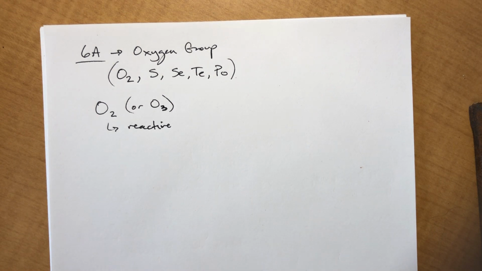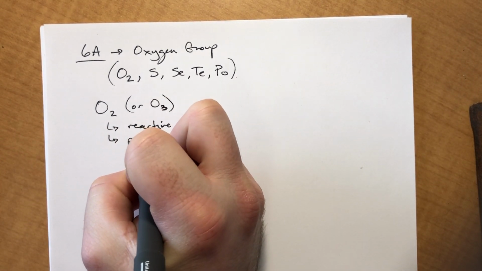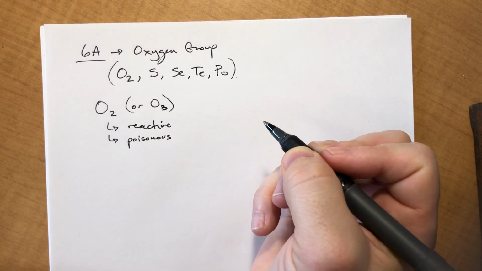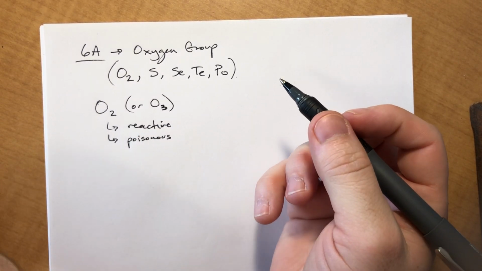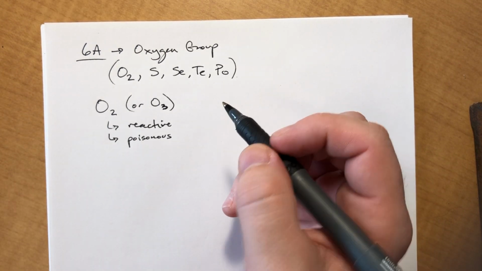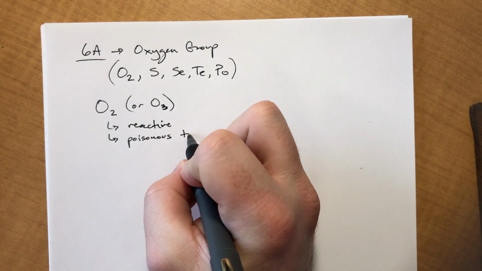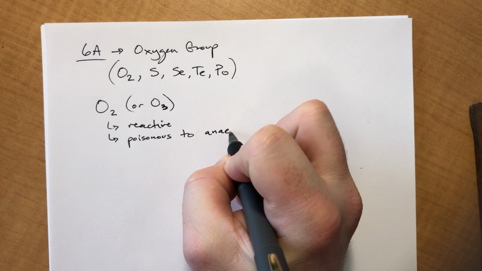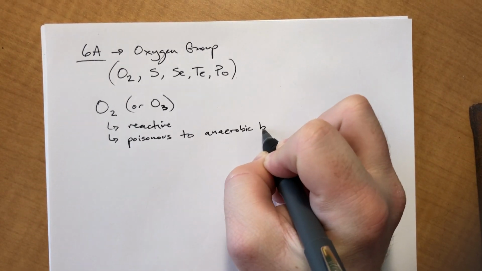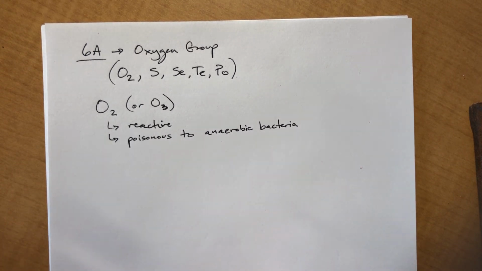Okay. It's also poisonous in excess. Right now our atmosphere is about 20% oxygen, maybe. Kind of depends on the day and elevations and all that stuff. But if you actually try to breathe in 100% oxygen, your body freaks out and dies. It's also poisonous to anaerobic bacteria. Anaerobic means basically not in the presence of oxygen.